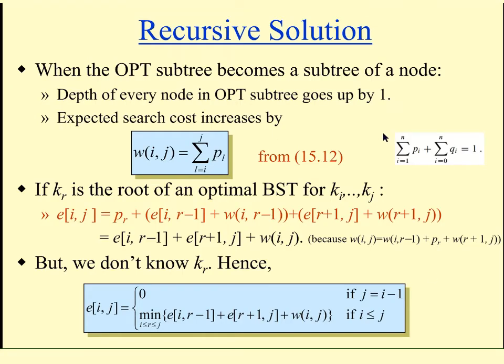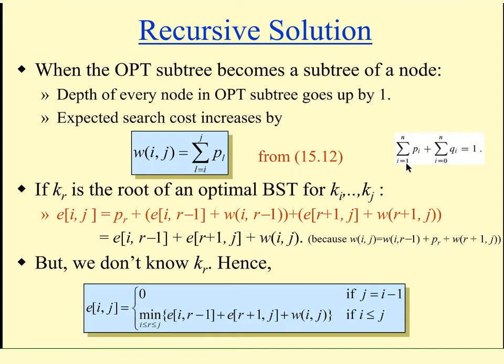Okay. So that means the expected search cost will be increased by all these numbers. All numbers will be increased. So you can get w(i,j) equal to the sum over l from i to j of pl. So for this optimal subtree, of course here we just put this for any general one, the ij. That means assume the subtree contains the keys from i to j.